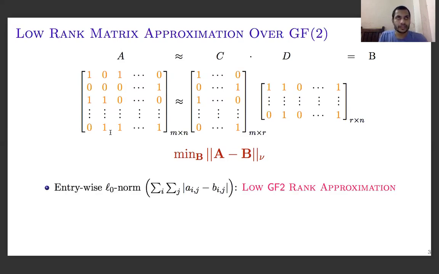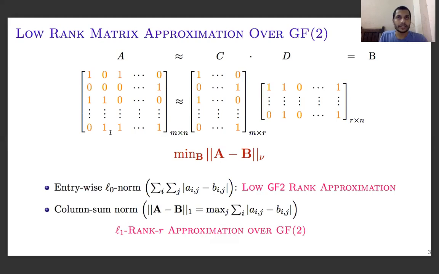And the Frobenius norm in this case coincides with the entry-wise L0 norm, which is nothing but the Hamming distance between A and B, or the number of entries mismatching between A and B. And similar to the spectral norm, here we have the column sum norm. So we want to minimize the maximum over j, where j ranges over the columns, of the Hamming distance between column j in A and column j in B. And this problem we call L1 rank r approximation over GF2.